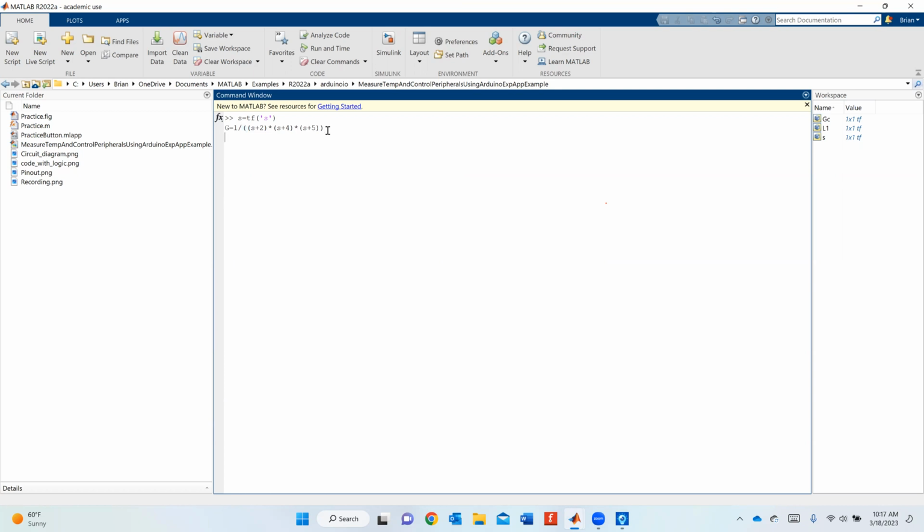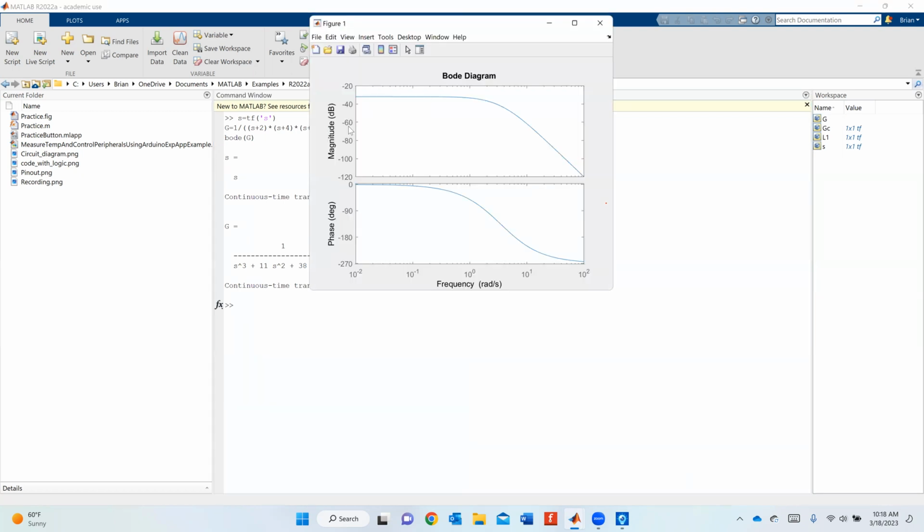Okay, so that's going to be our system. We're going to plot the Bode plot of the open loop system. Okay, so here, what I get as a result is it tells me the Bode plot here.